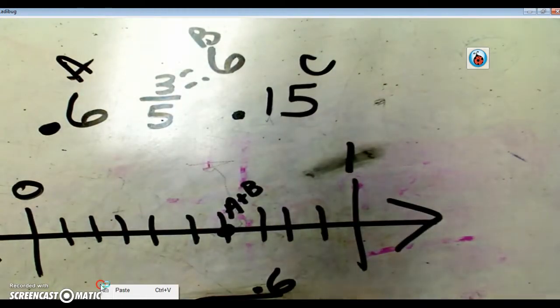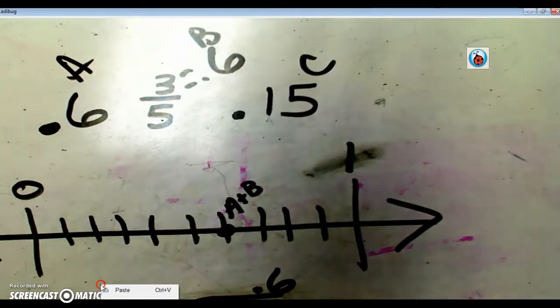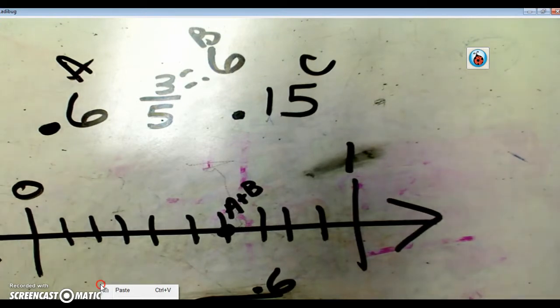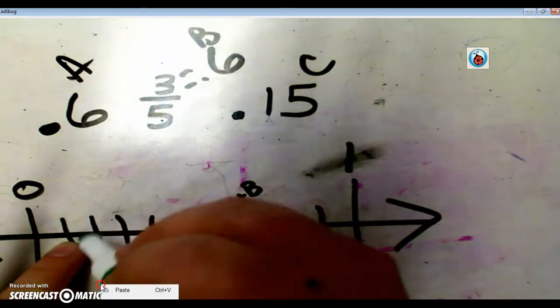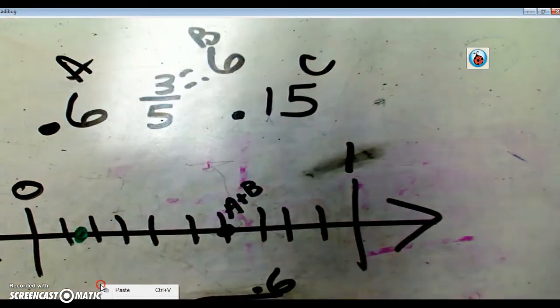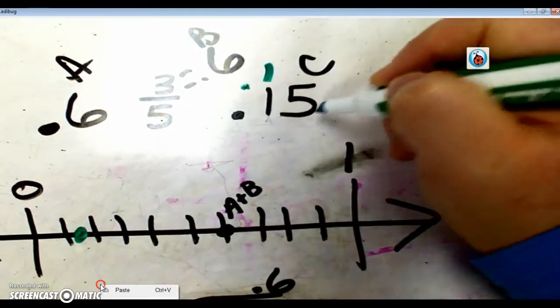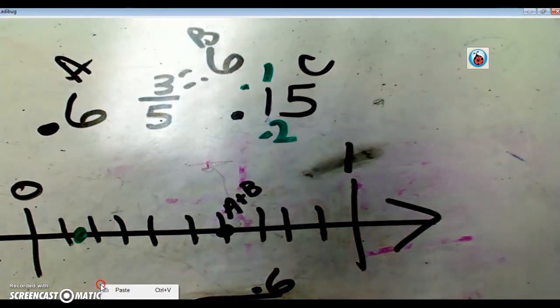How would I plot 0.15? Tell me what 2 numbers it would be between, Gabe. Keely? Yeah, 0.1 and 0.2, right? Okay, here's 0.1, here's 0.2, there's 0.15. Okay? All right, we will pause right there.